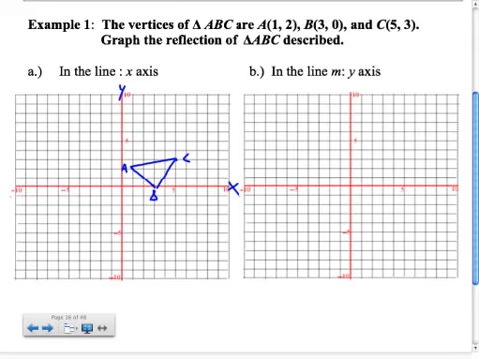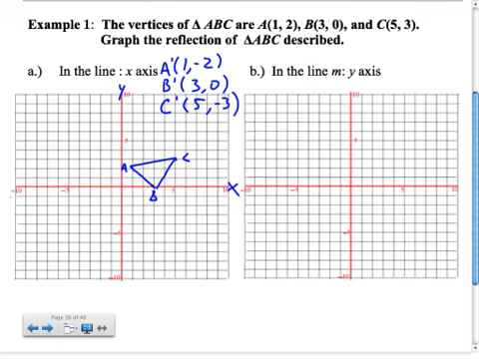Now, there's a few different things you can do. The first is know the coordinate rules, or we can just do it by counting. Remember the coordinate rules for the x-axis: the x-coordinate stays the same and the y flips. So in other words, for A prime, x stays the same, y flips. For B prime, x stays the same, y flips. And for C prime, x stays the same, your y-coordinate will flip, and then you just plot those three points and you're done. Or you can count.